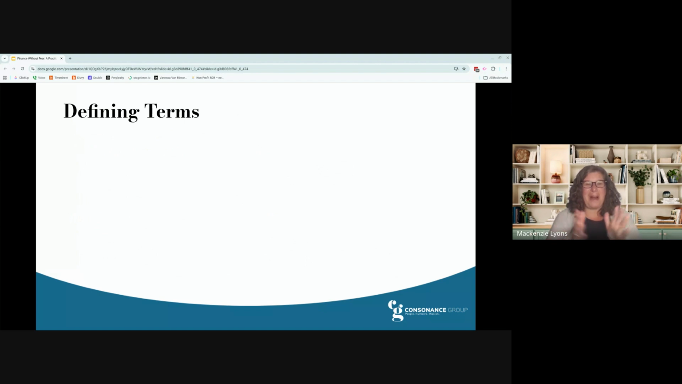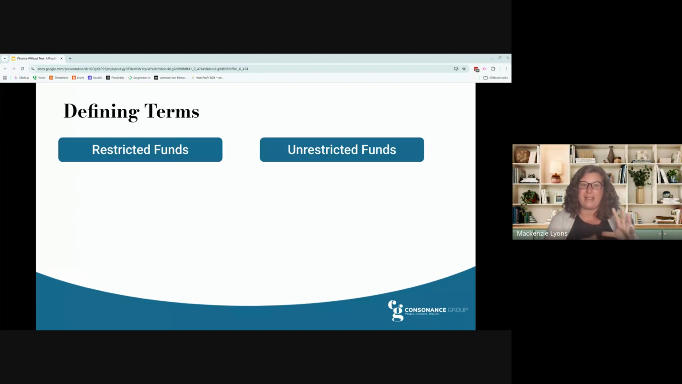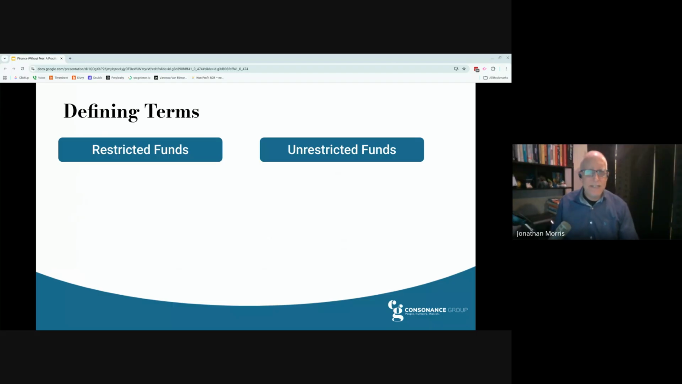Okay, so we want our audience to walk away with a practical term sheet. It's basically a glossary that you can adapt for your team. So let's go ahead and highlight three areas that we're going to include here. Okay, first is the restricted versus unrestricted.